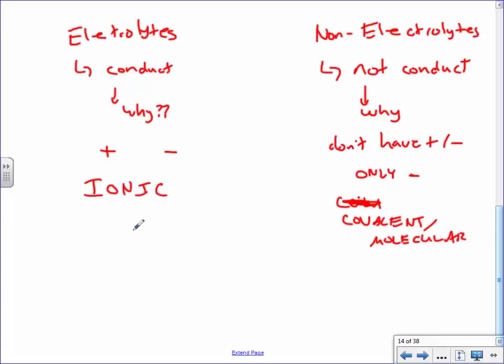So let me give you an example of each here. An ionic compound would be NaCl. It has the ability to turn into Na plus and Cl minus, because it's got positives and negatives. Carbon dioxide, if you put it in water, does not have the ability to split up into, say, carbon plus and oxygen negative. That doesn't happen. So if you bubble carbon dioxide through water, it doesn't conduct electricity.